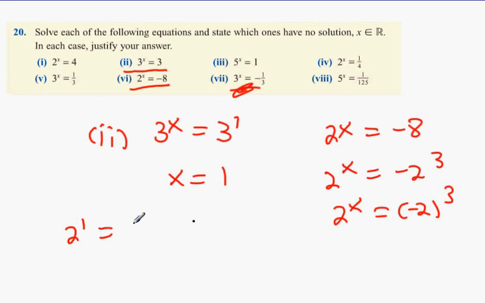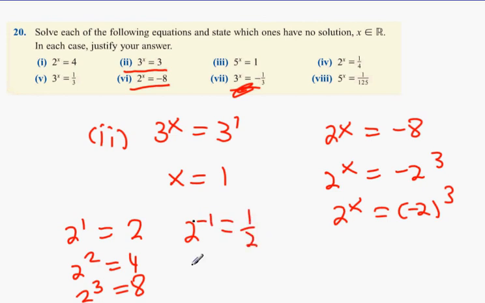Like 2 to the power of 1 will give you 2. 2 to the power of 2 will give you 4. 2 to the power of 3 will give you 8. Now some people might come out and say, what about 2 to the power of minus 3? But look what happens there. 2 to the power of minus 1 is a half. 2 to the power of minus 2, a quarter. 2 to the power of minus 3 is an eighth.